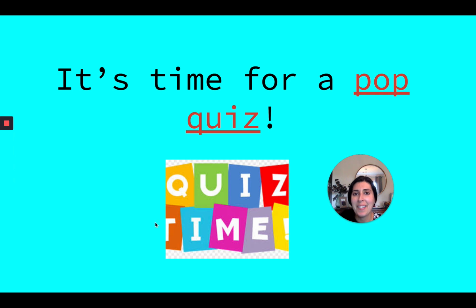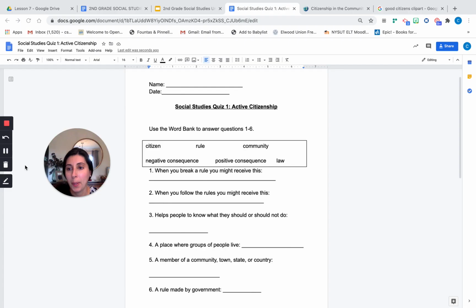All right, now it's time for you to show off everything that you've learned in social studies so far this year. It is time for our pop quiz. So make sure that you have those pencils out and ready. Going to pull up the quiz and I will read through it with you and then you'll take it on your own. All right, second grade citizens.